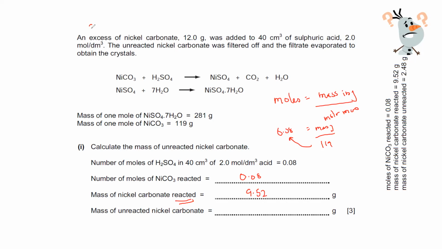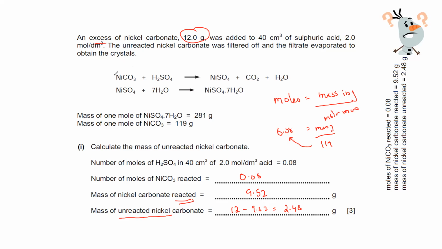And the total which we added was 12. The excess of nickel carbonate, the amount of nickel carbonate which was used, that was 12 in total. And out of 12, only 9.52 has reacted. So the next part is how much is unreacted? If I add 12, and out of 12, 9.52 has reacted, how much is unreacted? It will be 12 minus 9.52, that will be 2.48 grams. So 2.48 grams will be the unreacted nickel carbonate.